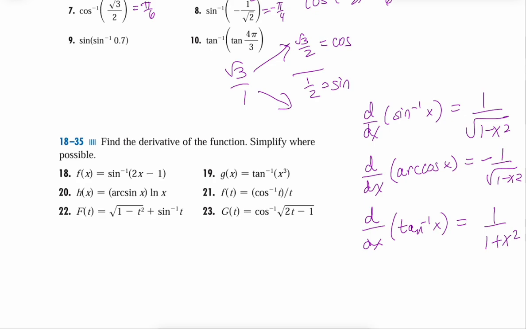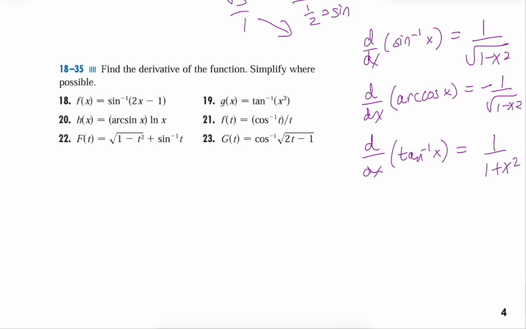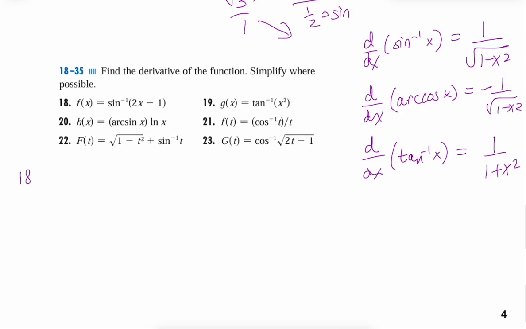Again, the perfect example is number 18. Let's do number 18 together. It says that our function is the inverse sine of some stuff. So think about what we do for a chain rule. It is the normal rule with the stuff in there times the derivative of the stuff. So the normal rule is 1 over the square root of 1 minus the stuff squared. So that's all I'm going to write.